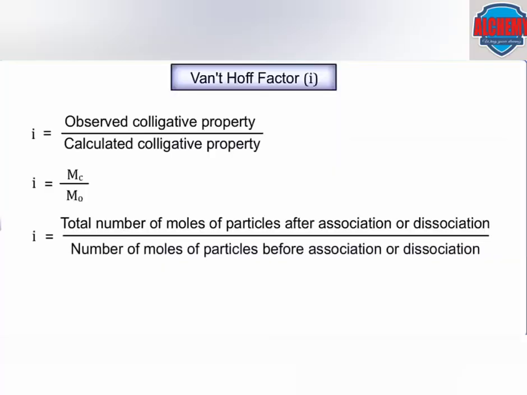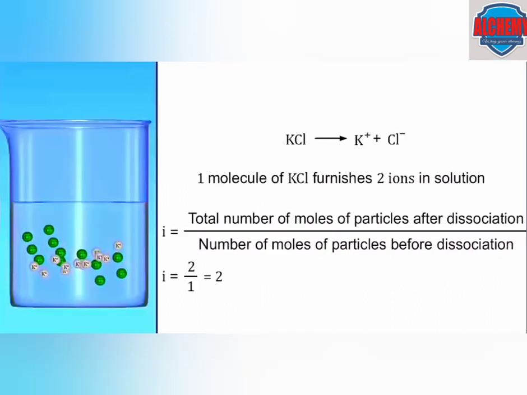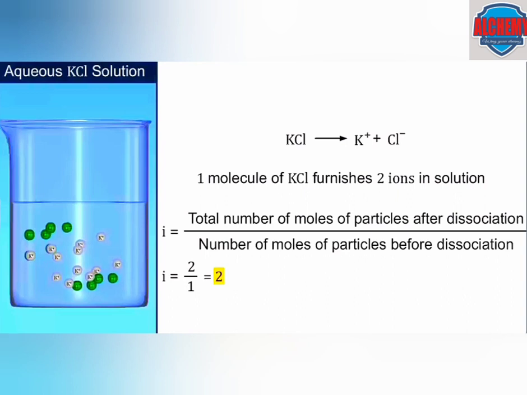Based on this observation, we will now calculate the Van Hoff factor i using the formula total number of moles of particles after association or dissociation divided by total number of moles of particles before association or dissociation. For example, 1 mole of potassium chloride dissolves in water to form 1 mole of potassium and 1 mole of chloride ion. In this equation, the number of moles of particles after dissociation is 2 and the number of moles of particles before dissociation is 1. So, the Van Hoff factor i equals 2 by 1, that is equal to 2.